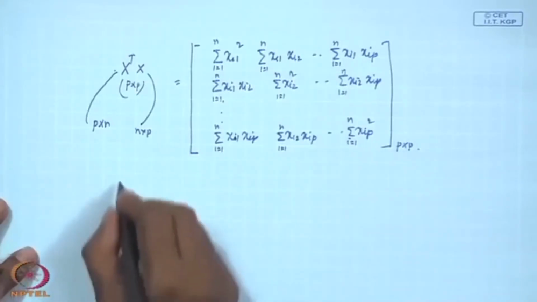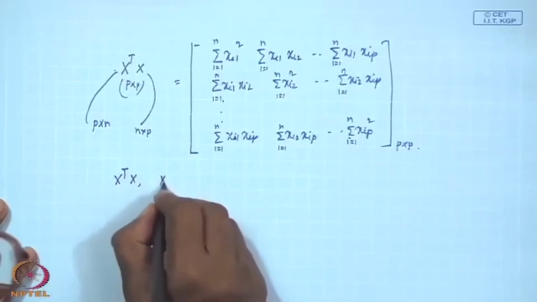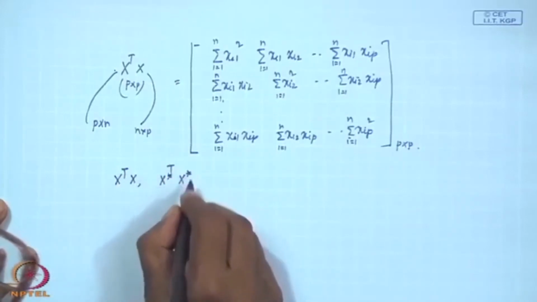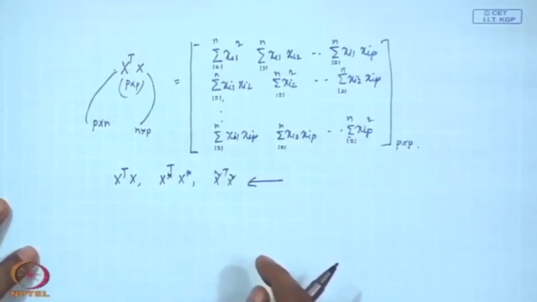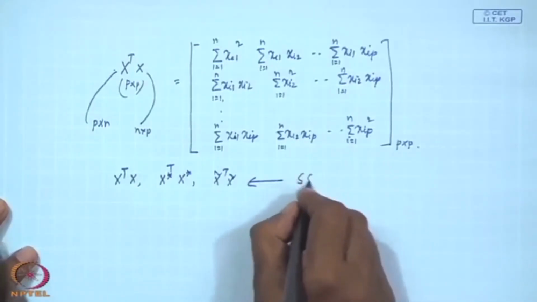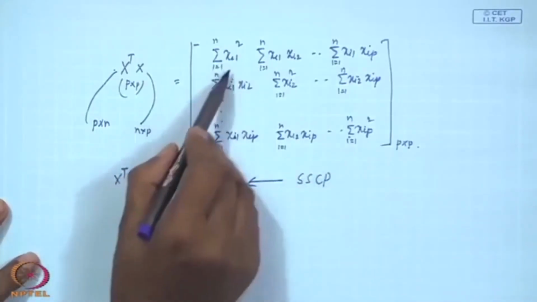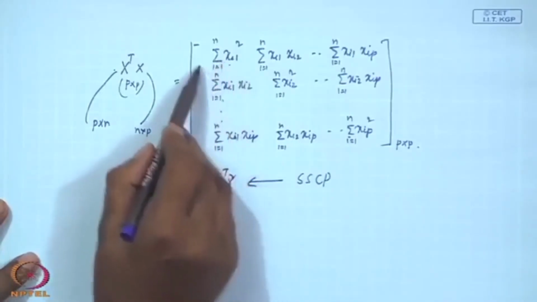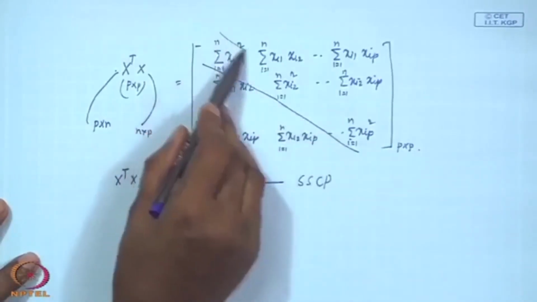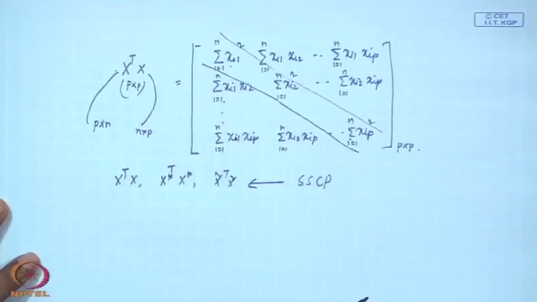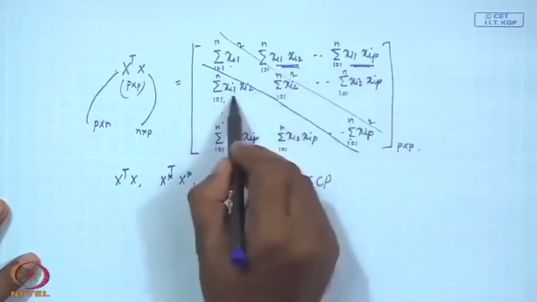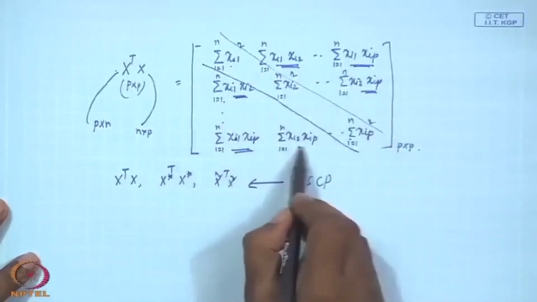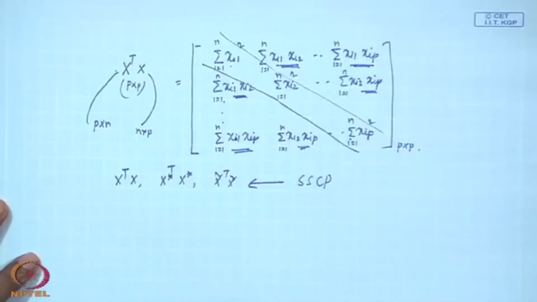These three matrices, X transpose X, X star transpose X star, and X tilde transpose X tilde, are all sum of squares and cross product matrices, all SSCP. Why? You see, all diagonal elements are sum of squares, and all off-diagonal elements are cross products.